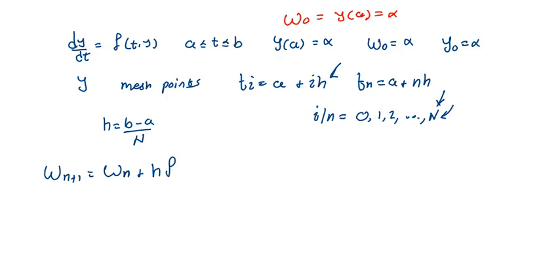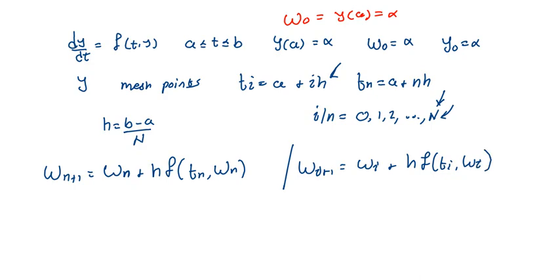Then that would be f of t sub n, comma, w sub n, like that. So this is Euler's method. That's what you're going to be using. You find that in some textbooks they use w sub i plus 1 equals w sub i plus h times f of t sub i, comma, w sub i, like that. Whether you use this or that doesn't really change anything, so allow me to use n in this case. What other piece of information do we need?